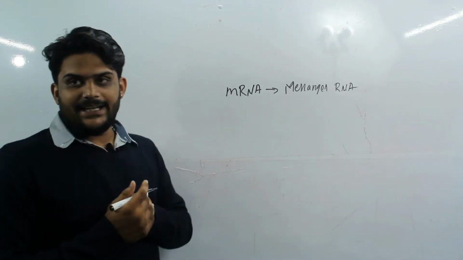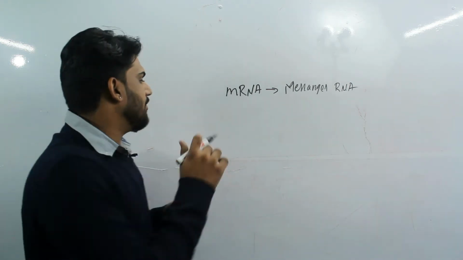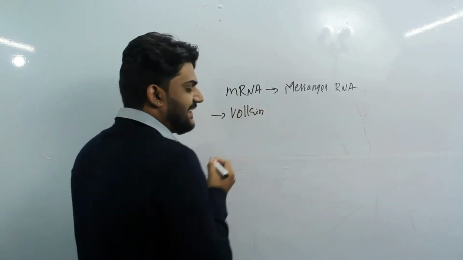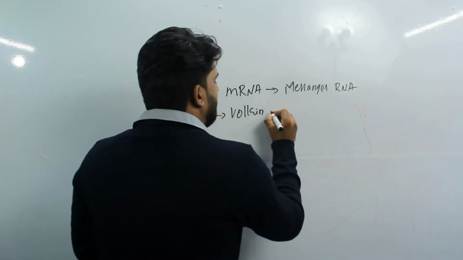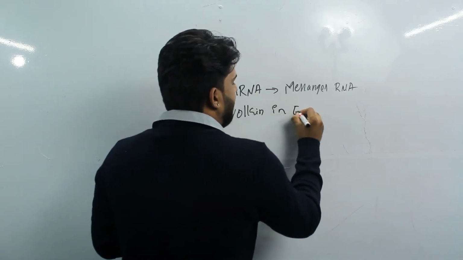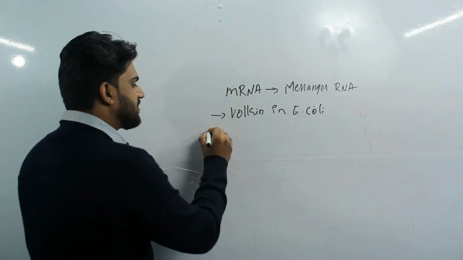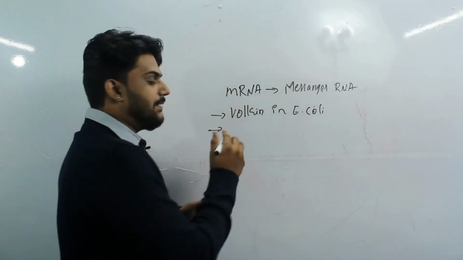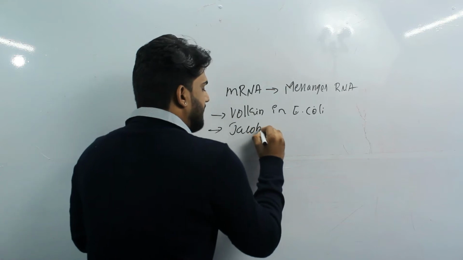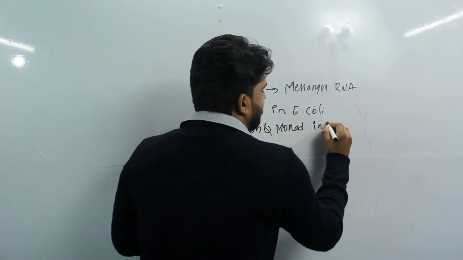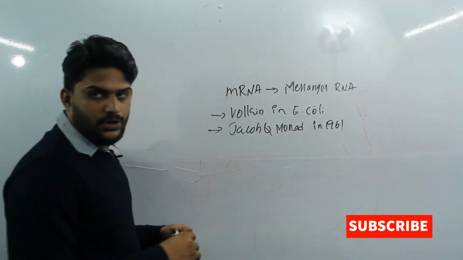Now the mRNA was mainly found by the scientist named Volkin in Escherichia coli bacteria, and it was named mRNA by Jacob and Monod in 1961. I hope you got the point.